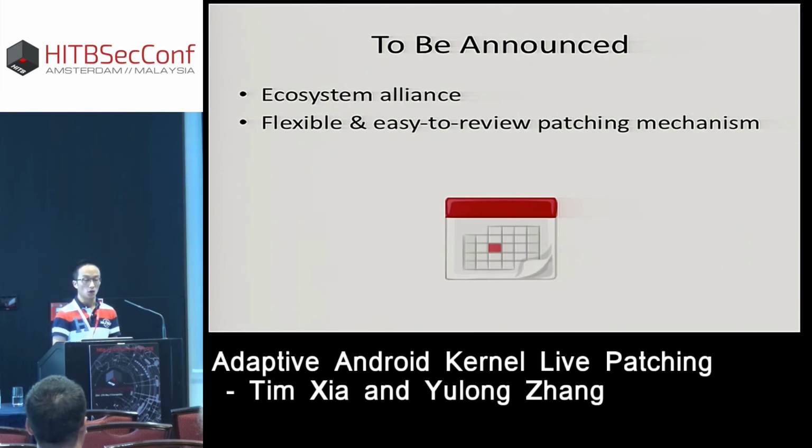We are still at an early stage. There are some other schedules that will be announced this fall. The first is the ecosystem alliance. As we just said, we will do a vendor qualification. So right now we are reaching out to the major phone vendors and Google and other Chinese big names to join this effort. And the second one, we are trying to provide a more flexible and easy to review patching mechanism.